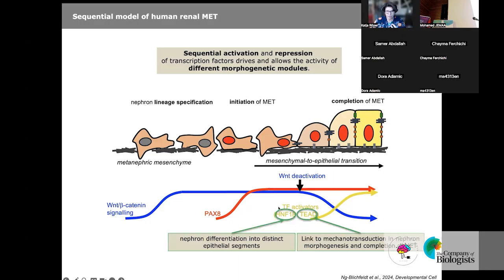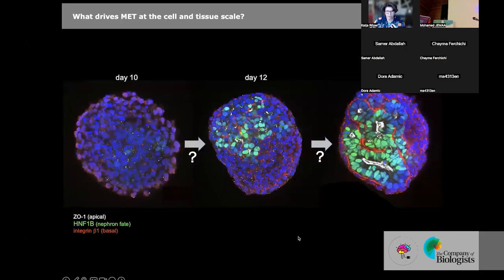And so these are important for nephron segment differentiation, but also linked to potential mechanotransduction and control of the whole process. And that's something we're actively looking at. And I just want to briefly tell you a bit about looking at the cell biology of how MET is implemented at the molecular, cellular, and tissue scale.